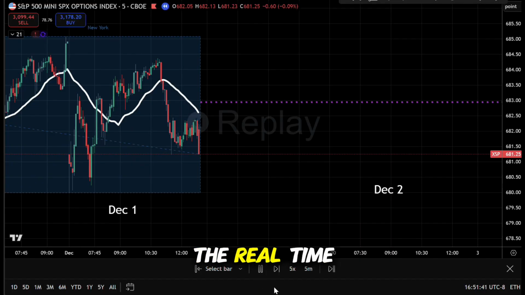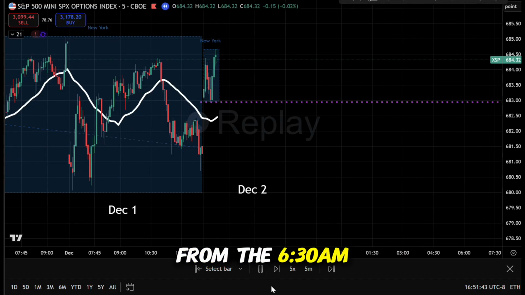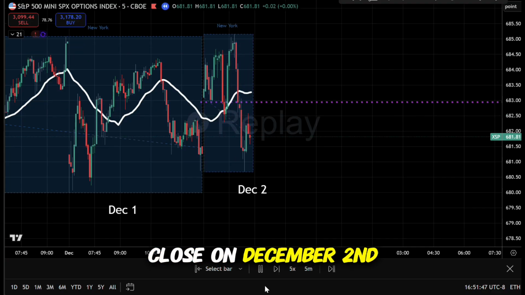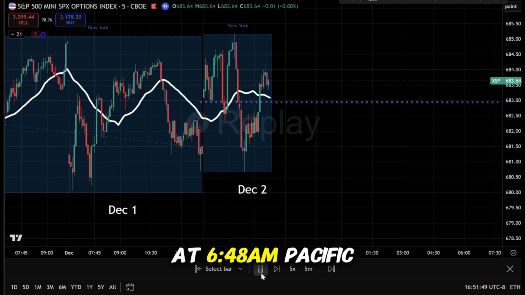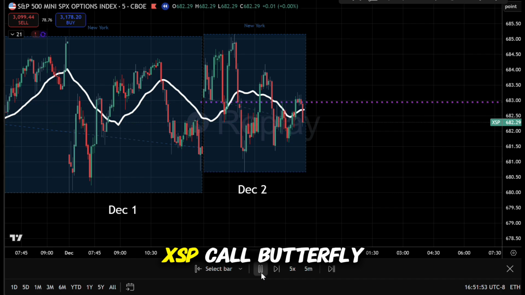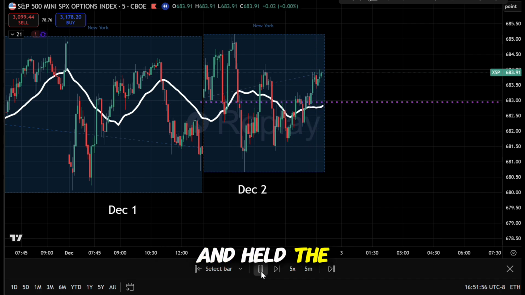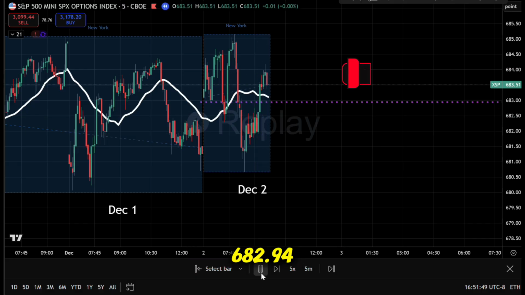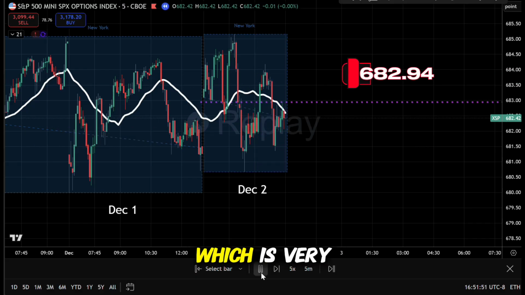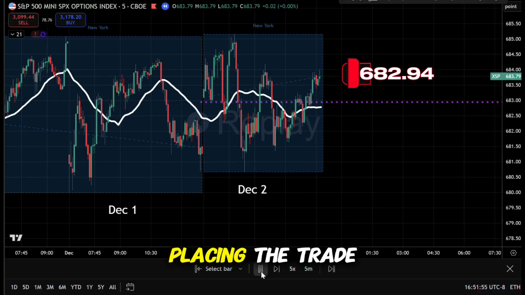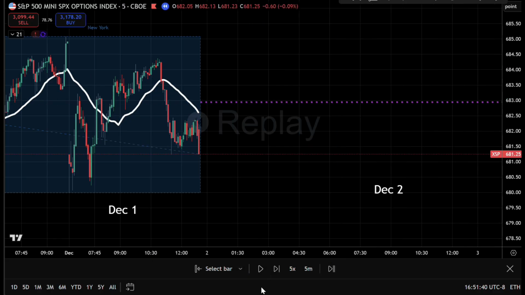This chart shows the real-time price action from the 6:30 a.m. Pacific open through the 1 p.m. close on December 2nd. At 6:48 a.m. Pacific time, I entered a 4-point wide XSP call butterfly and held the position until the close. XSP finished at 682.94, which is very close to the middle body at 683, placing the trade near maximum value.